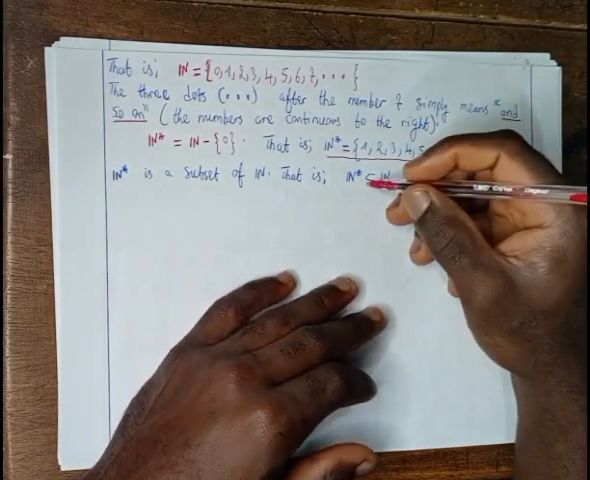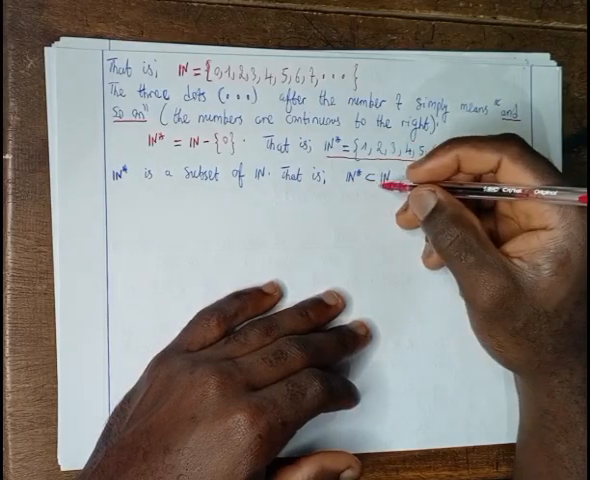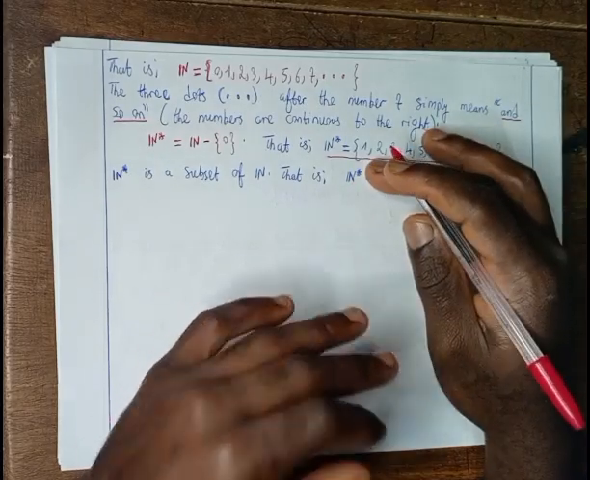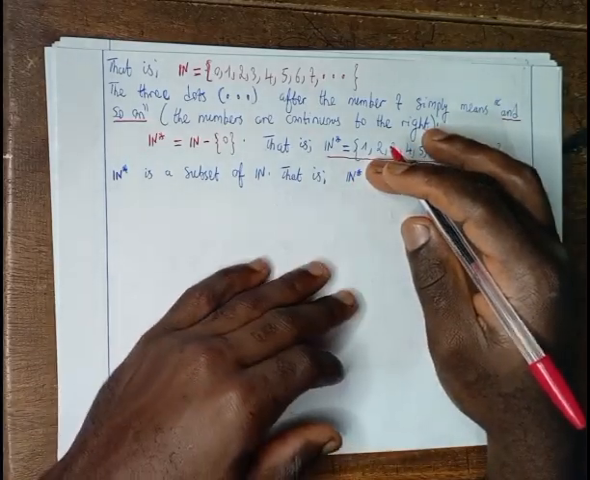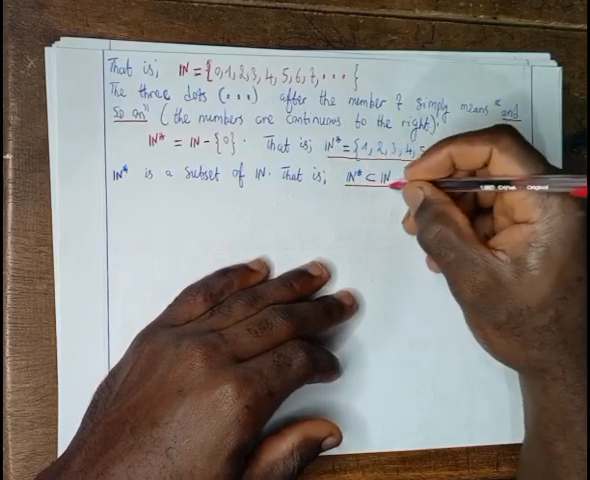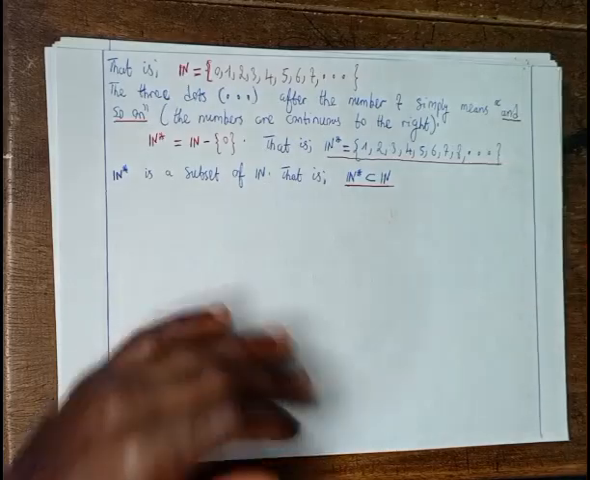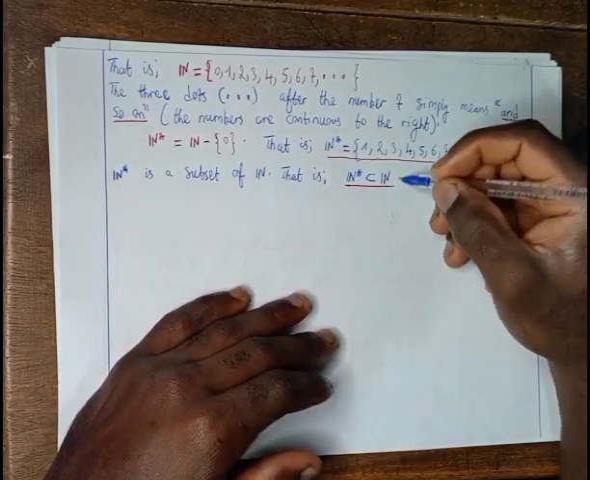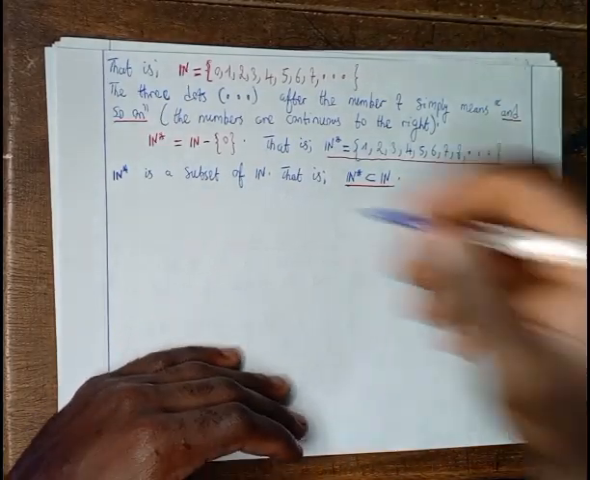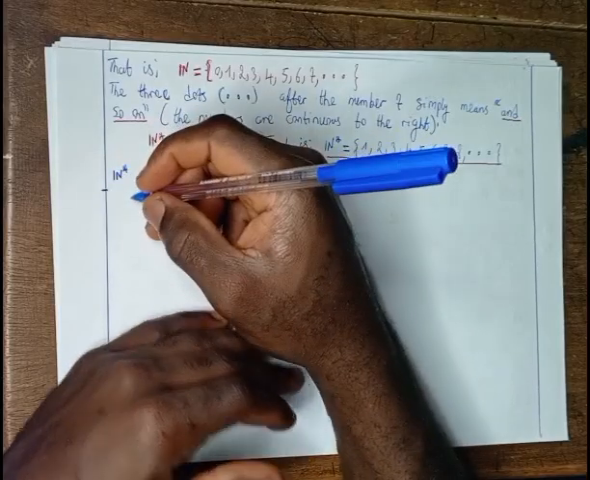This funny C you see, like this, which is pointed, simply stands for "is a subset of": N star is a subset of N. Take note of this. Next, take the next hyphen.